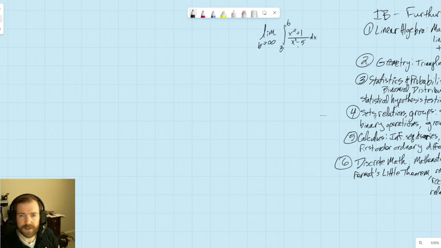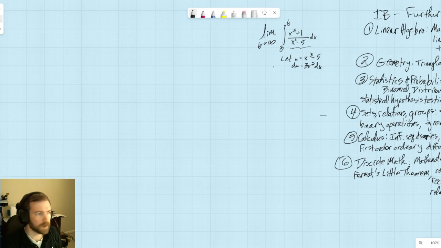So for this, the first strategy is going to be to look for any u's that you can get out of here. If you can find a u substitution, that's going to be your first go-to. So if we let u be equal to x cubed minus 5, then du is going to be equal to 3x squared dx.